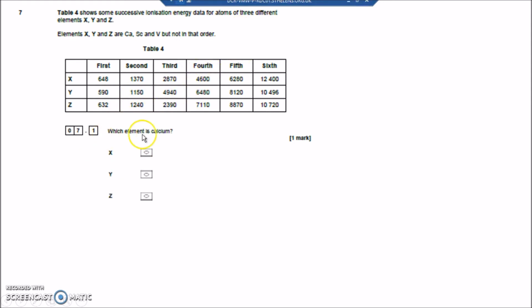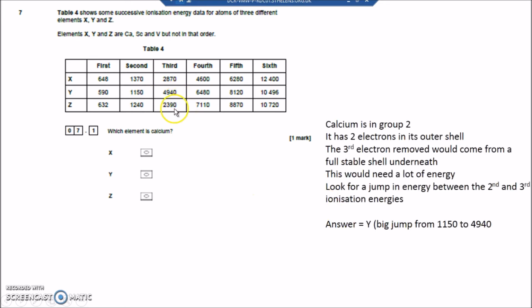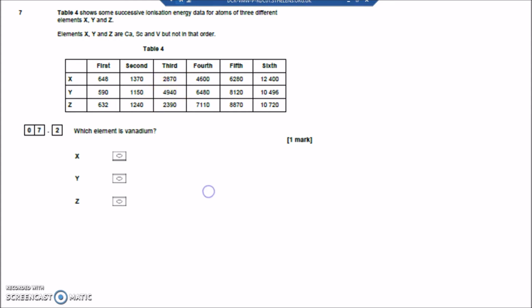However, 7.1 is asking, which element is calcium? Well, calcium's in group 2, so removing the first 2 electrons gets increasingly difficult, but removal of the third electron from an energy level underneath, which is full and stable, is going to be very difficult. So there's a jump between the second and the third, and the jump I can see is Y. 1150 to 4940 is the large jump. That means that calcium in group 2 with 2 electrons in the outer shell, the third electron is particularly difficult to remove because it's coming from a full stable energy level underneath.